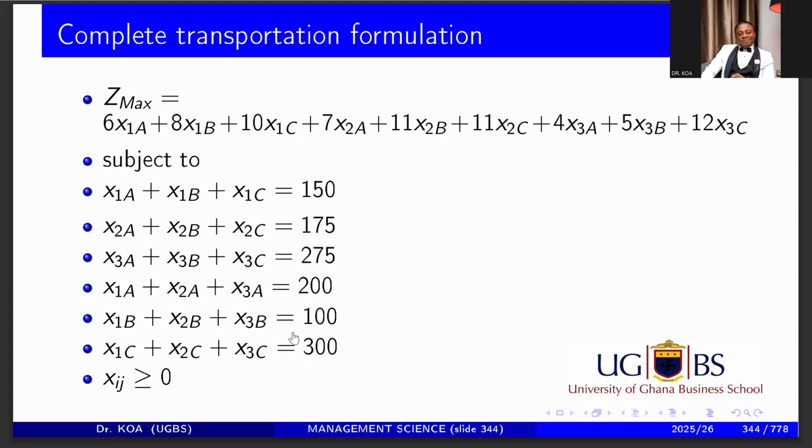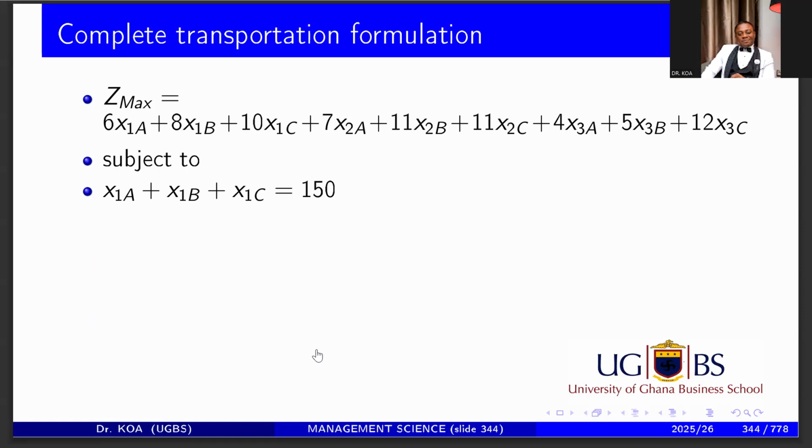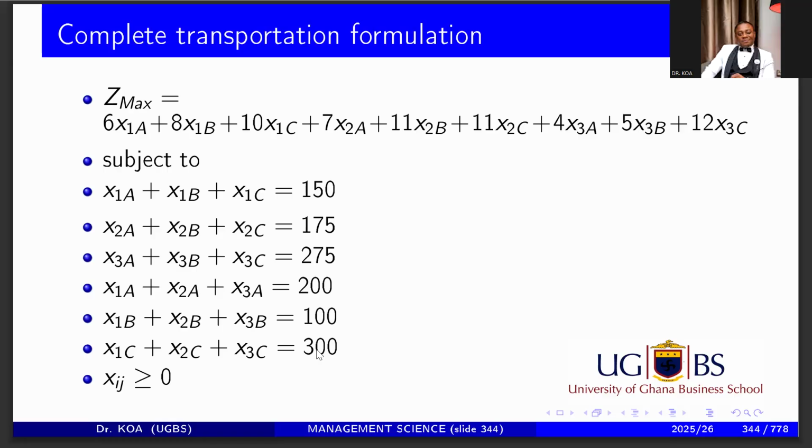What if that demand is not 300, but it's 350? That will be unbalanced. Which one is more? So total, if it is supply 350, or it will be total more demand? Total demand will be more.